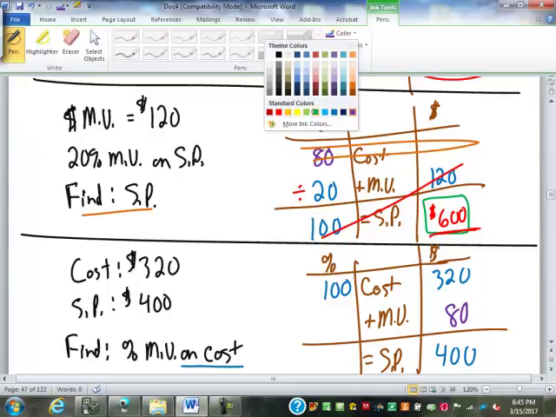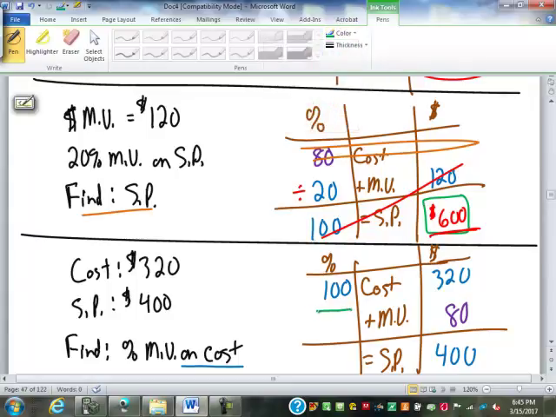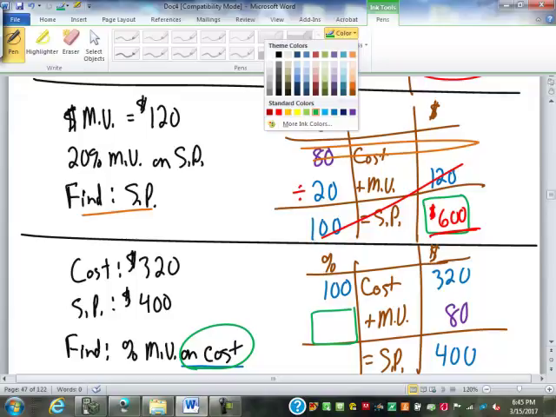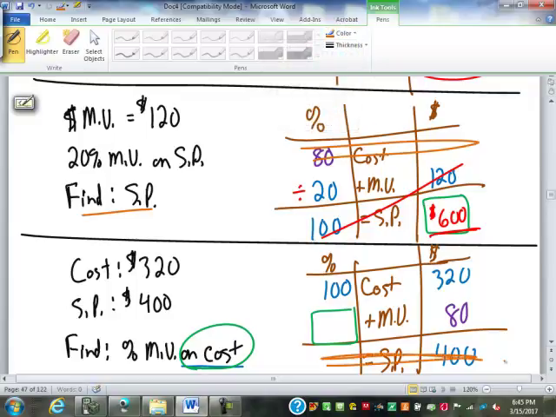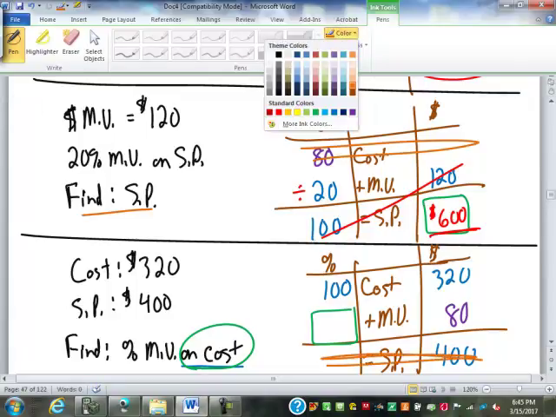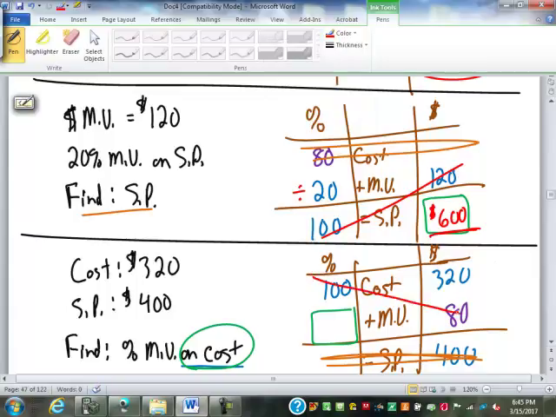We are asked to find the percent markup on the cost. The on the cost is why we knew the 100 had to go on the cost. So this time we don't need the bottom row. Cross, multiply, and divide. 100 times 80 divided by 320 is 25. That's a 25% markup on cost.